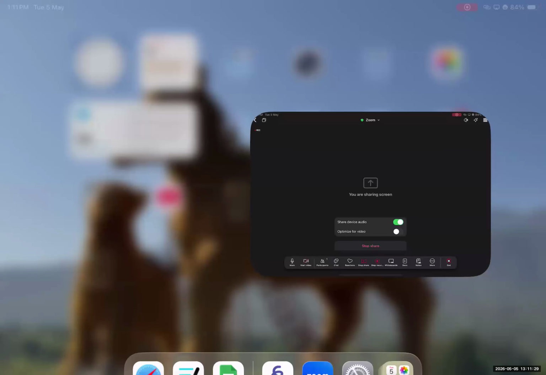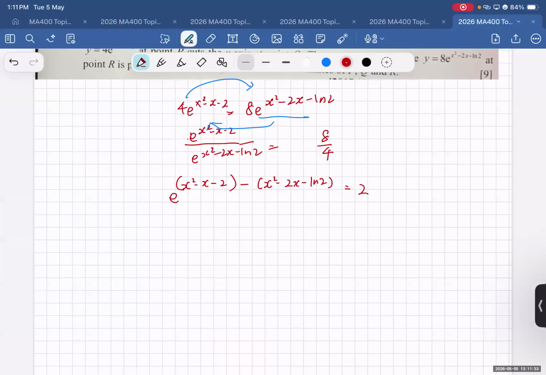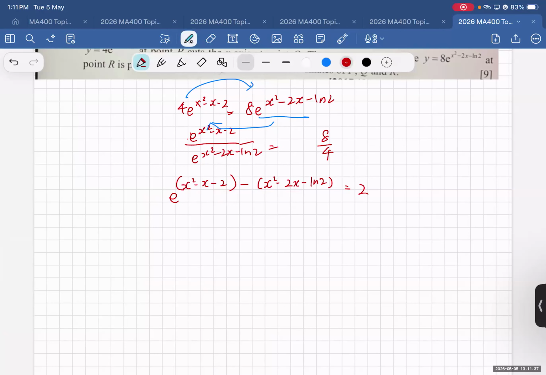Okay. So once I'm here, then what I'll do is I'll combine this together. Let's go with E. So you can see x squared cancels off. I'm left with x minus x plus 2x. This is e to the x minus 2 plus log 2.